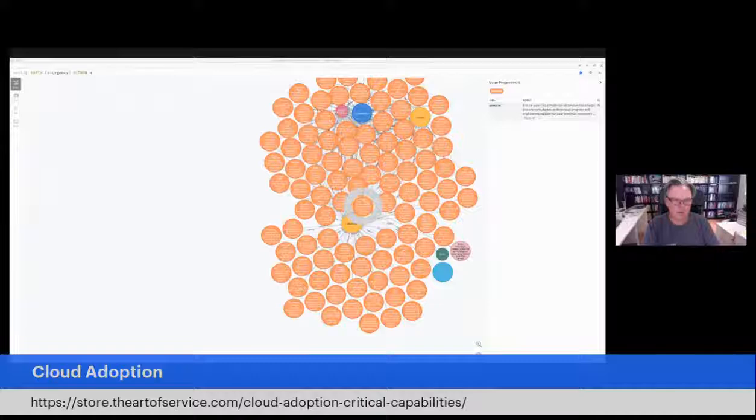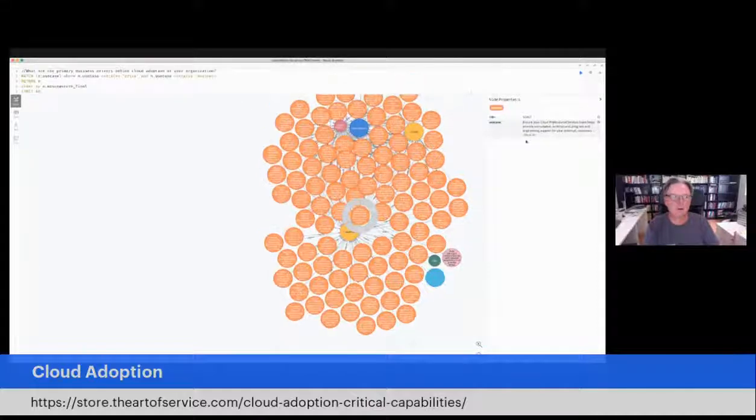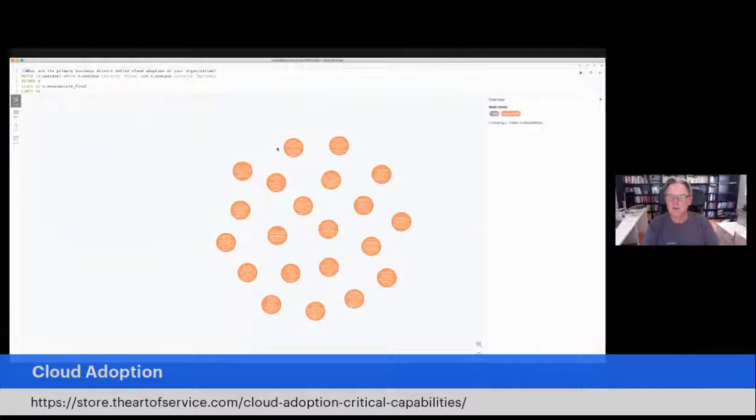What are the primary business drivers behind cloud adoption for your organization? There we go. I'm back in the database. Run. So what I've done here is I'm looking in the database for use cases that contain the words drive and business in them. What are the primary business drivers behind cloud adoption at your organization? And these are the ones that come up.